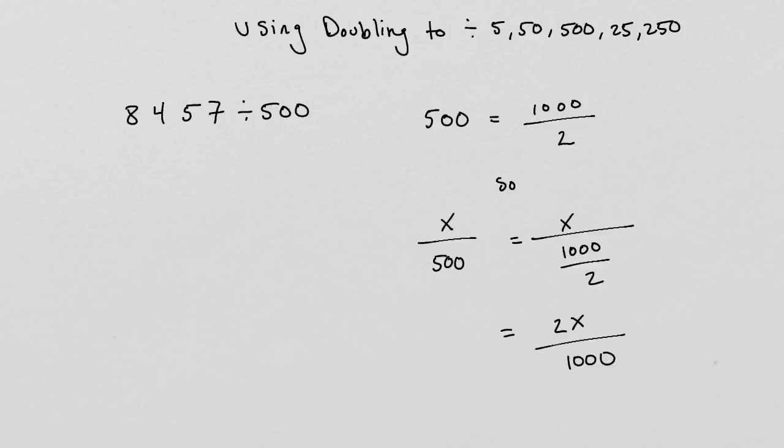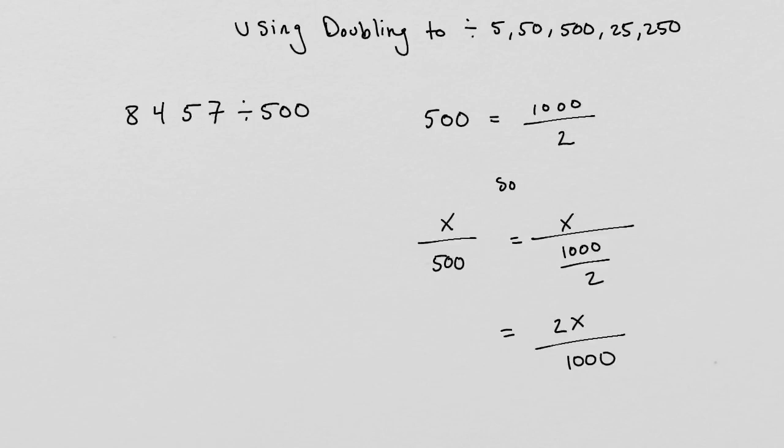Now if you know your fractions, if you've got a number divided by a fraction, you could invert that number and multiply, and that's what we get here. 2 times the number divided by 1,000. That's the exact same as dividing a number by 500. This and this are the same. This and this are equivalent. So let's go ahead and do that here.